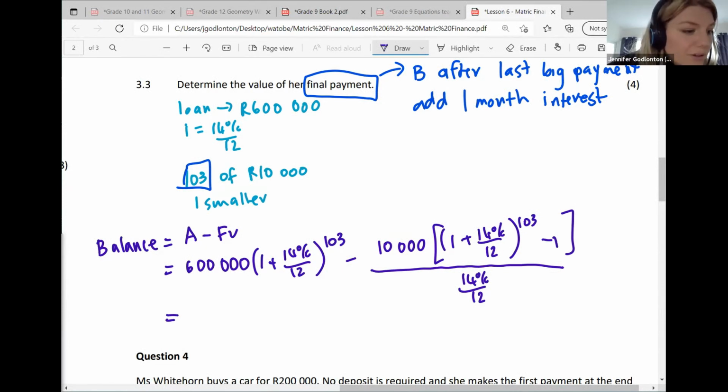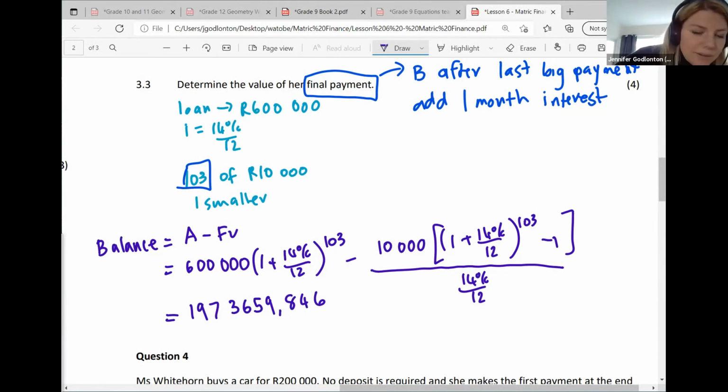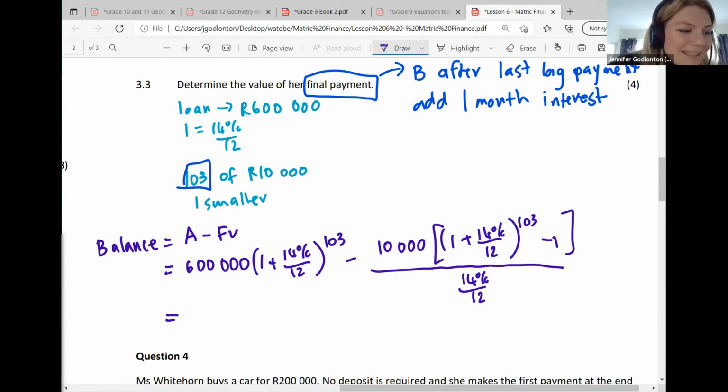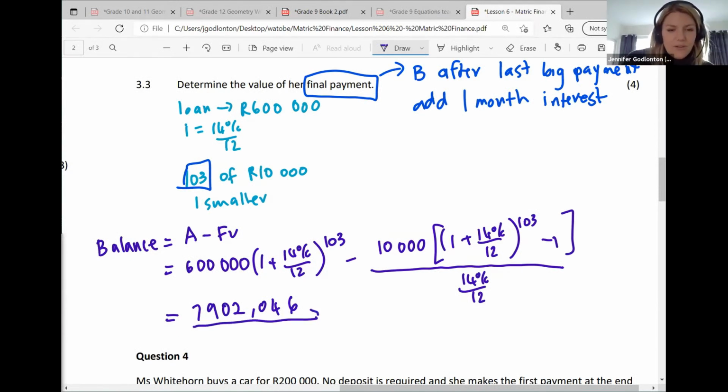Okay. And so I got a total value in this case of 1,973,659,846. So that was after my 103rd payment, that was how much had been paid off. So now, oh no, sorry, that's my FV amount there. My balance was 7,902,046. Gosh, that would have been quite sad if that had been our balance after 103 payments. Okay, so this is what our balance was after 103 payments.